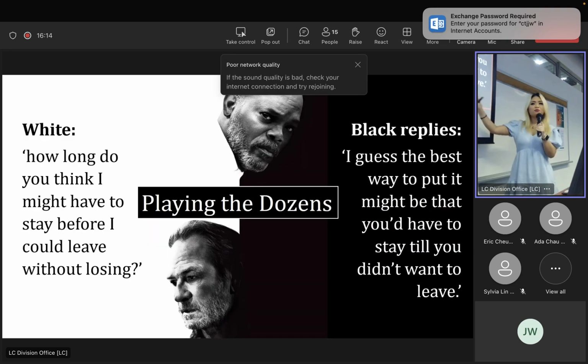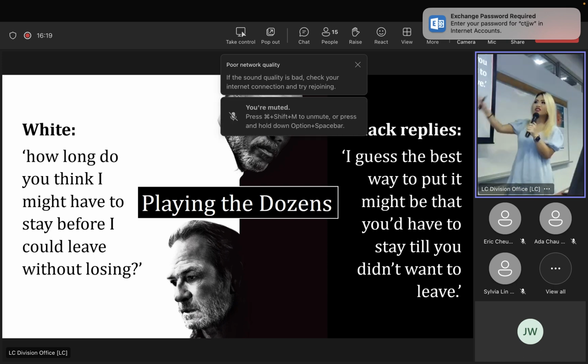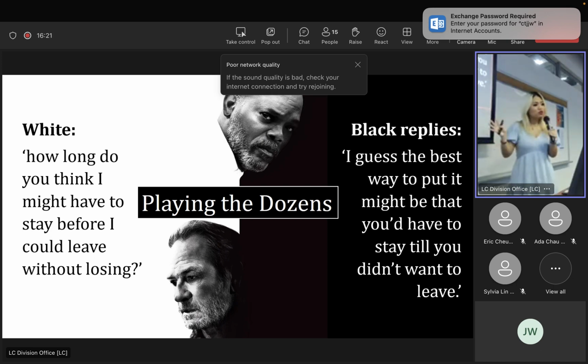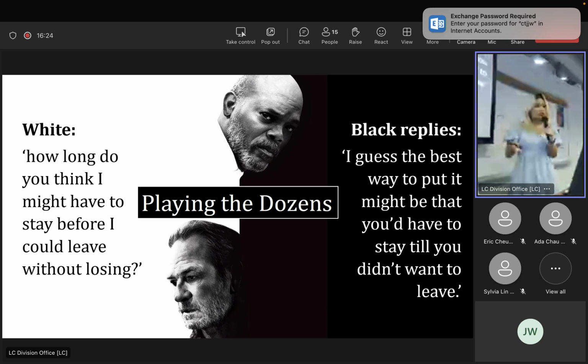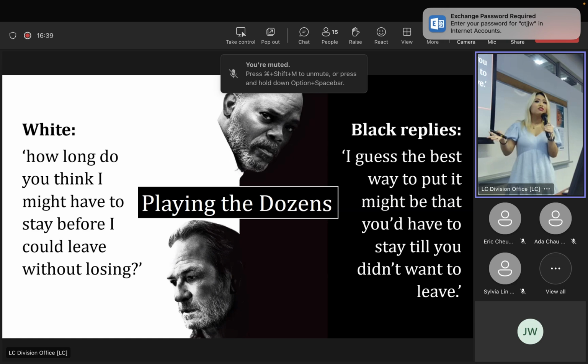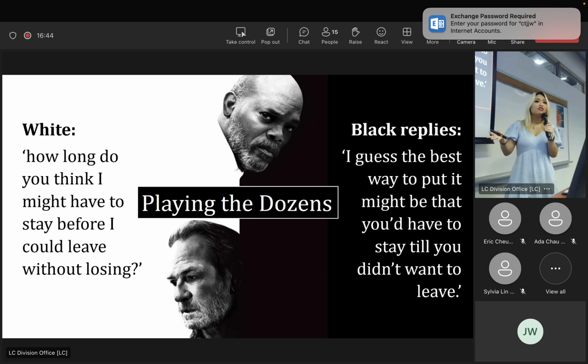It was mentioned that actually this play is kind of like playing chess. Whoever stays in the room, there's no loser because you're still continuing the conversation. White says, how long do you think I might have to stay here before I could leave without losing? Mentioning losing. Black replies, I guess the best way to put it might be that you have to stay until you don't want to leave. So like playing chess, right, left. So Black's the winner.